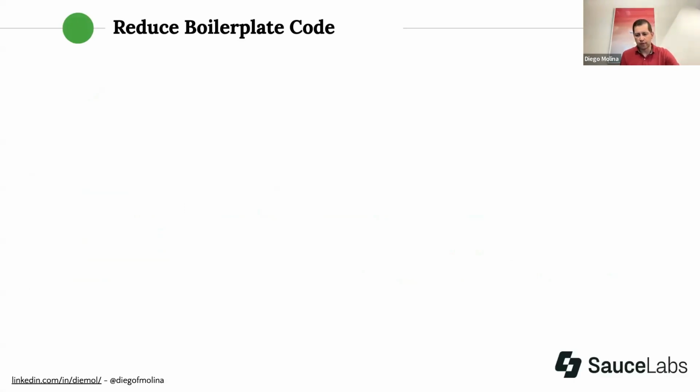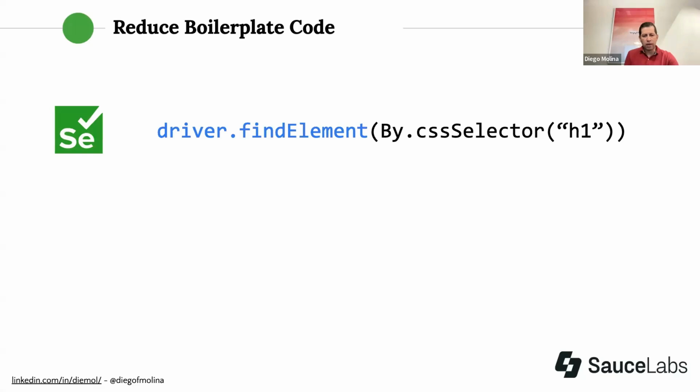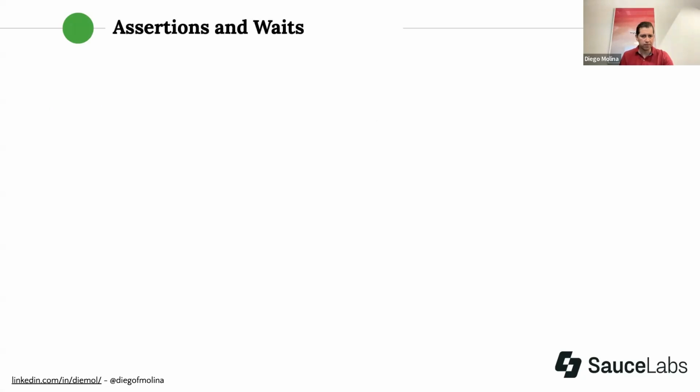Boilerplate code is one of the pitfalls we have in automation. You write too much boilerplate code to get started writing actual tests. For example, if you want to find an element in plain Selenium, this is what you would do, a long line. But with this framework, this is what you do. That's enough. You don't need to do more. You don't need to do less.